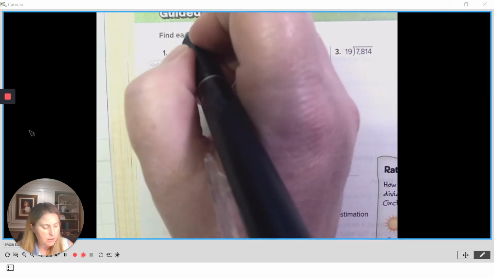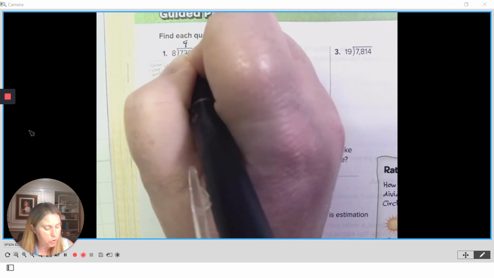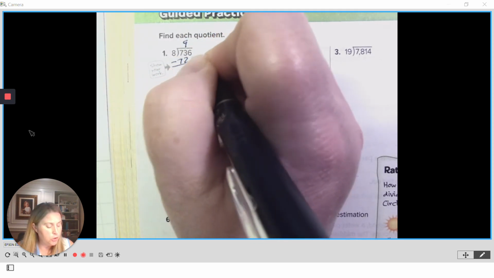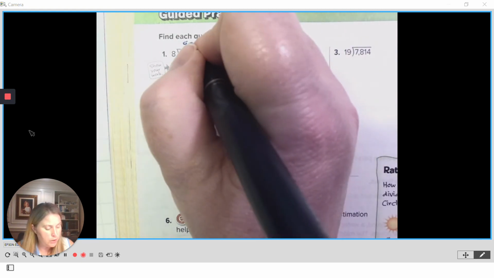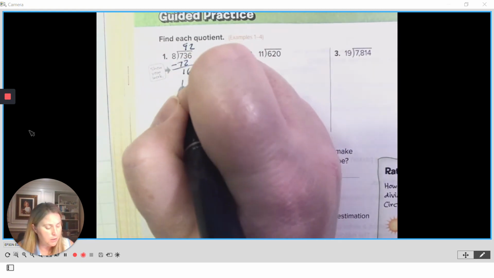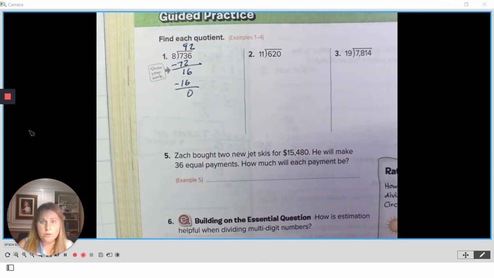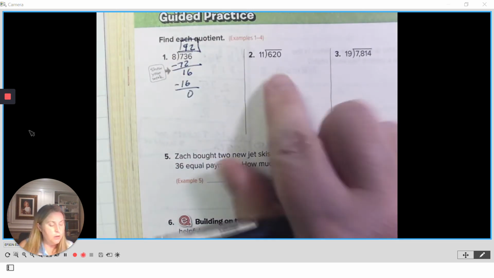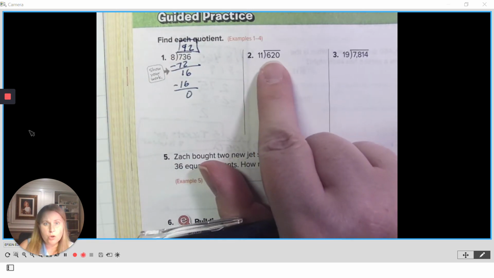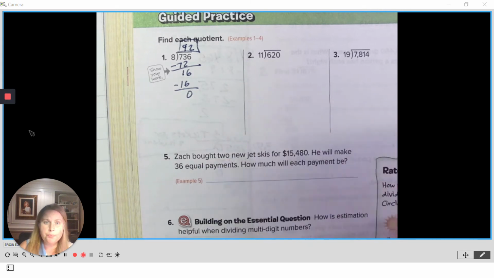9 times 8 is 72. Subtract, 3 minus 2 gives us 1. Bring down the 6. 8 goes into 16 2 times. Okay, 2 times 8 is 16. We have 0 there, and we have nothing else to bring down, so we're finished. This was exactly 92.